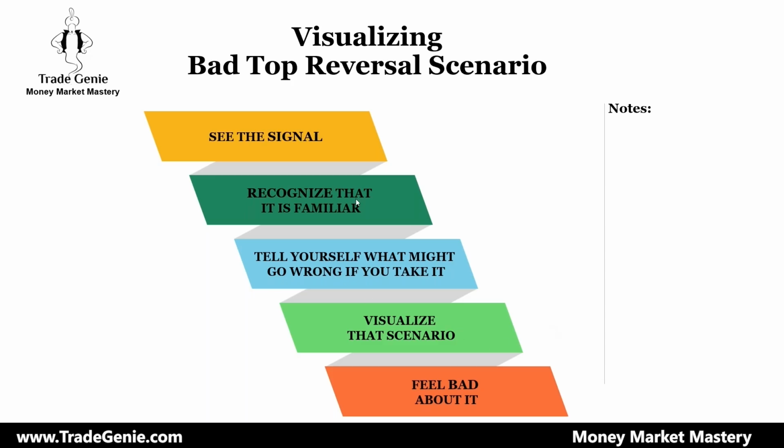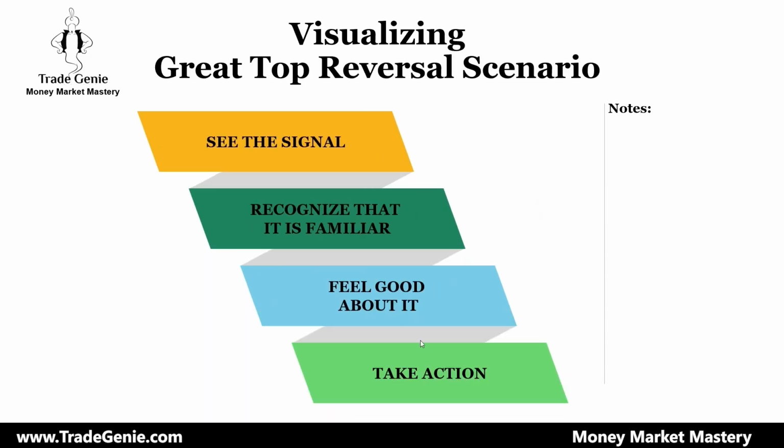So this is a bad scenario, visualizing a bad top reversal scenario. So don't do this. You need to do it like this. You go through this process. You see the signal, you recognize it's familiar, and you're feeling good about it. So you're feeling good about it inside, your internal signal. So this is your external signal, this is your internal signal. External plus internal, just the way I'm telling. And then you take bold and courageous action. So this is visualizing the good way of analyzing things.